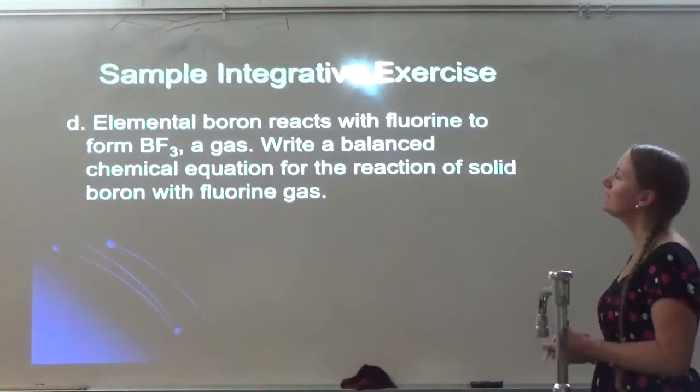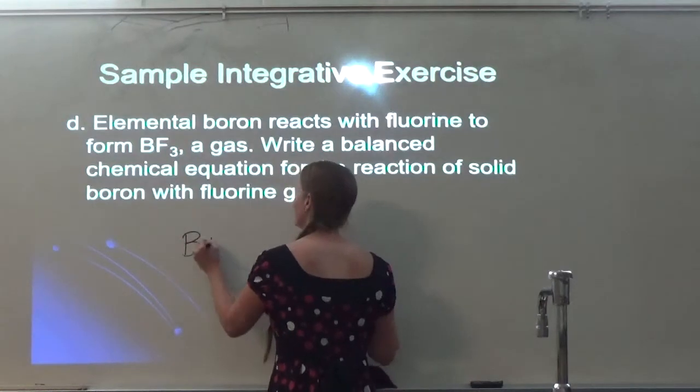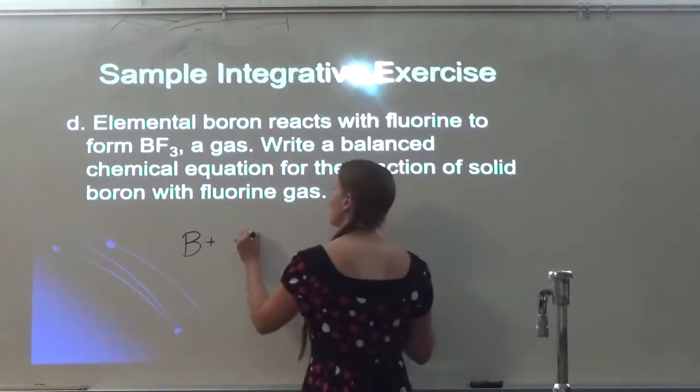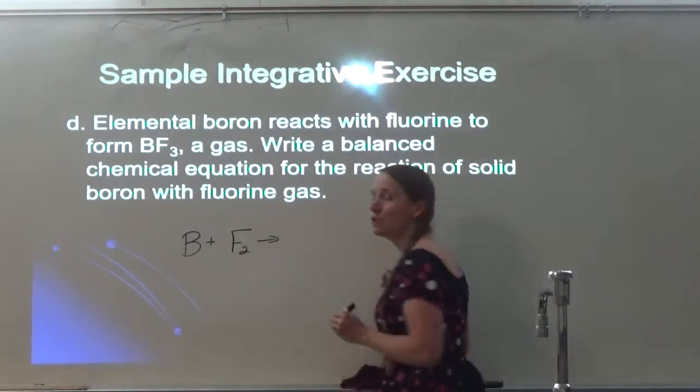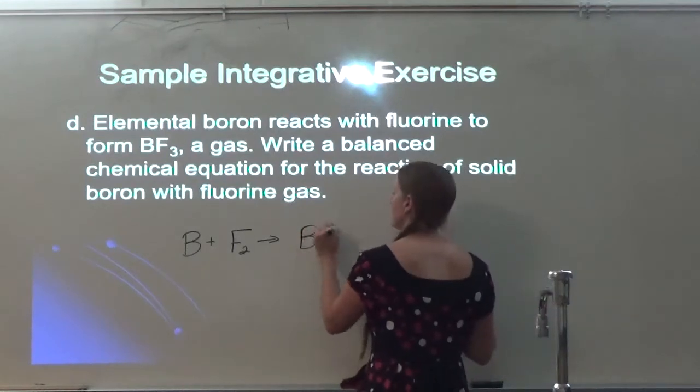So it says, write the balanced chemical equation for the reaction of solid boron. So we have boron. It's not a diatomic, so I'm just going to put B. With fluorine gas. Fluorine is a diatomic, so I need the 2 there for that one. All right, and then it tells me it makes BF3 gas.